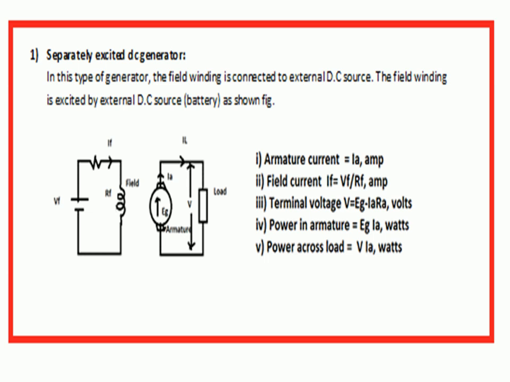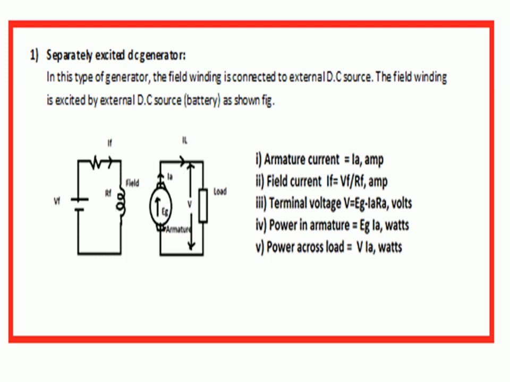Now the name itself indicates a separately excited DC generator. The generator mainly has two parts: one is known as the armature, and one is known as the field. The field winding is excited by a separate DC source, so it is called separately excited. Here you can see the field winding is connected to a separate VF DC source. The generator armature is not connected to the field, hence it is known as separately excited.